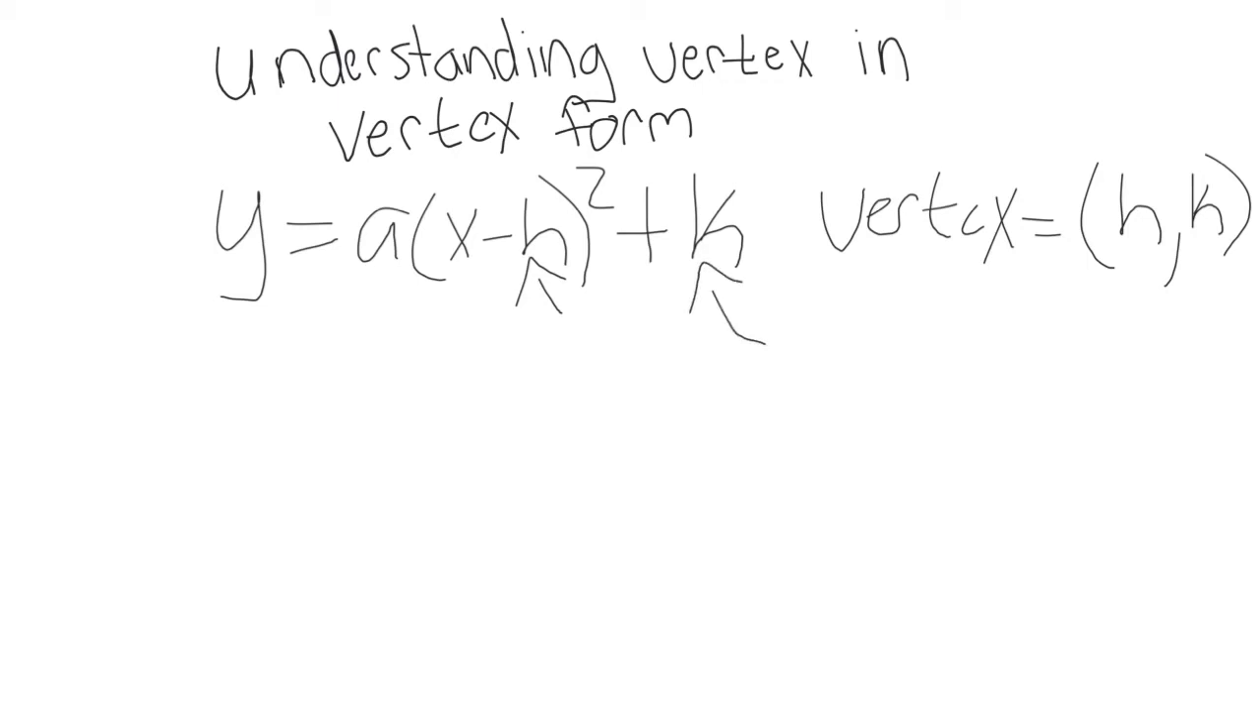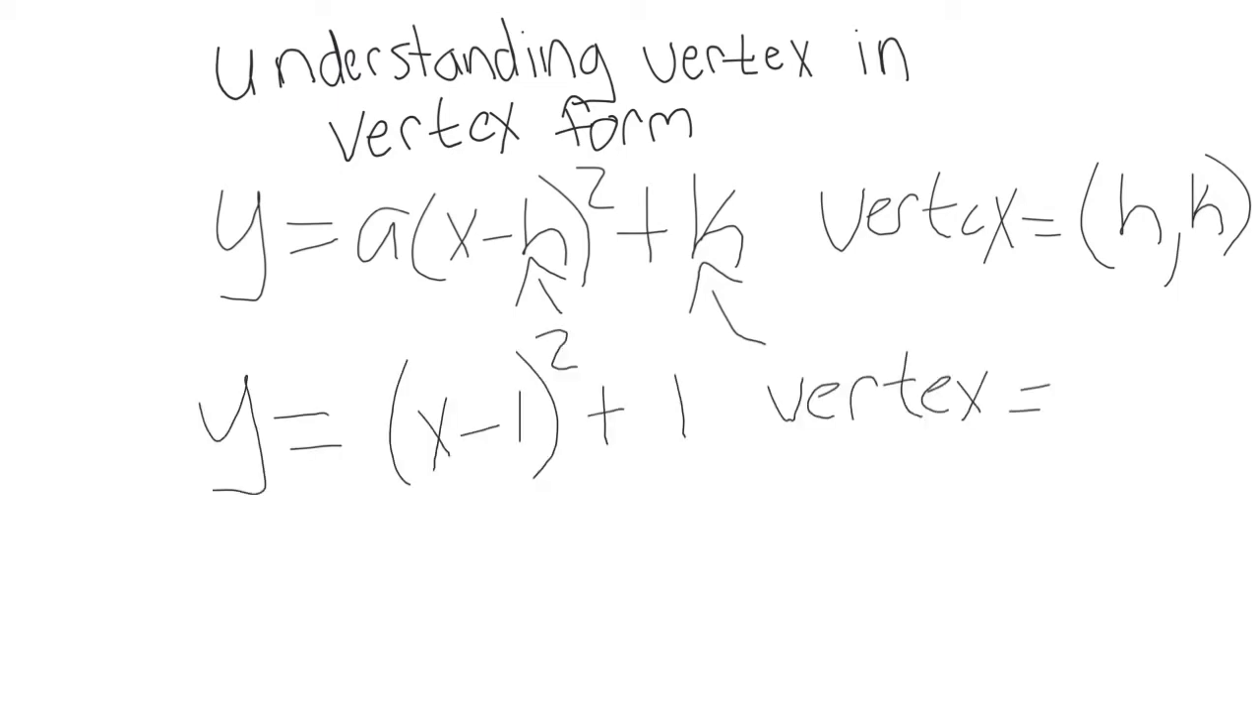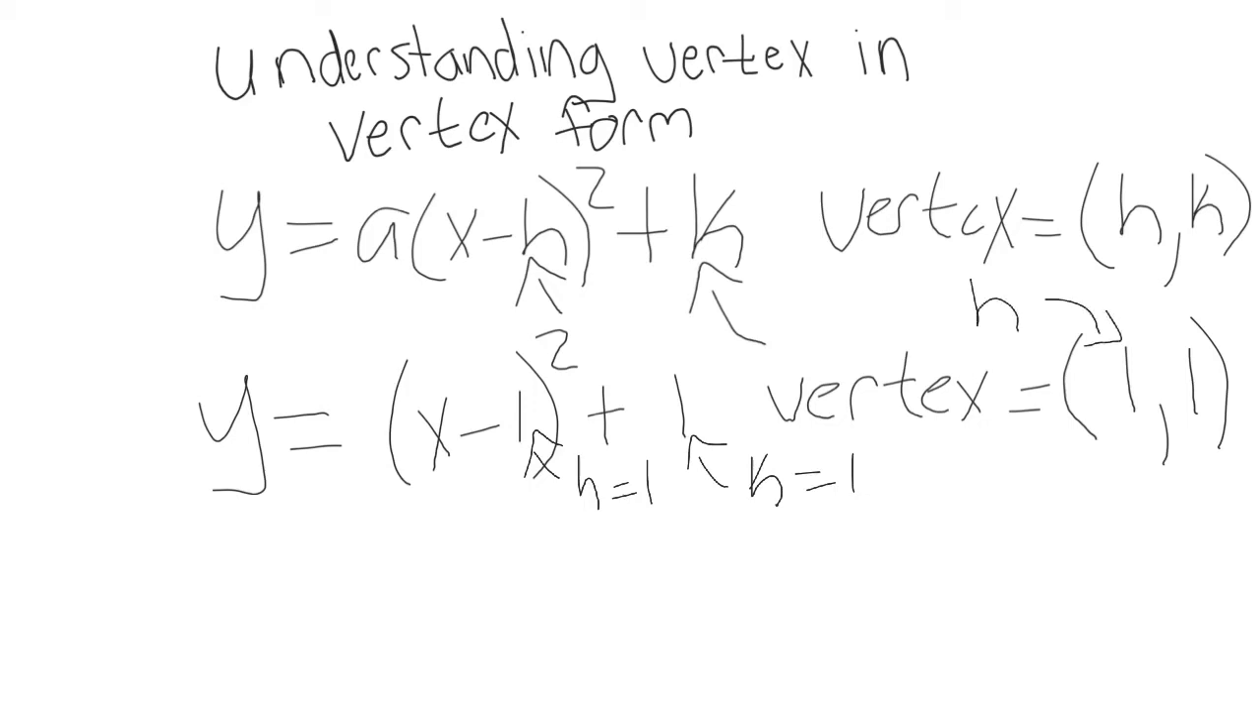Okay, so let's look at a live example here. We have this example here: y equals x minus 1 squared plus 1. What is my vertex, and how do you know that? Pause the video. Wonderful. My vertex here is 1, 1, and we know that because h is equal to 1, and k is equal to 1, and this here is h, and this here is k. Okay, we are spot on there.